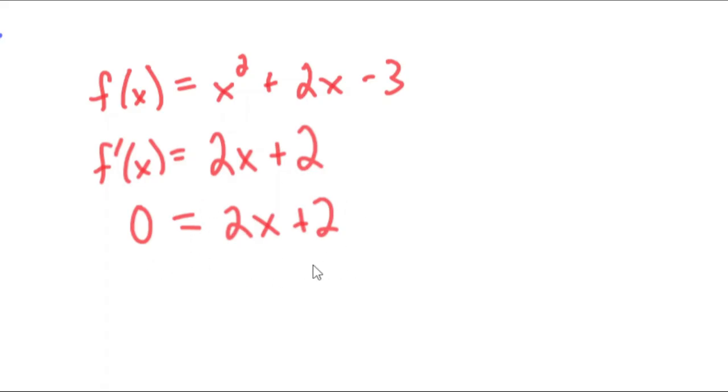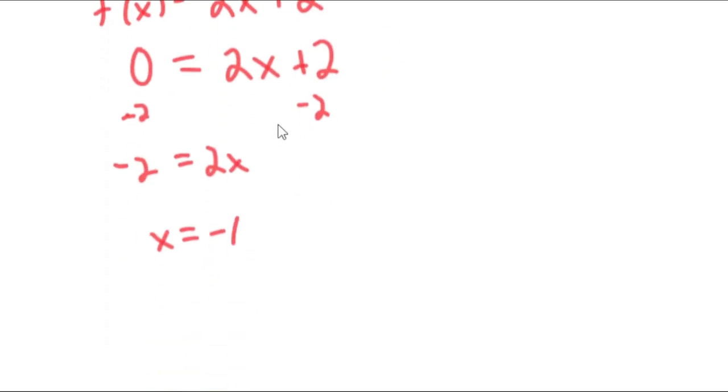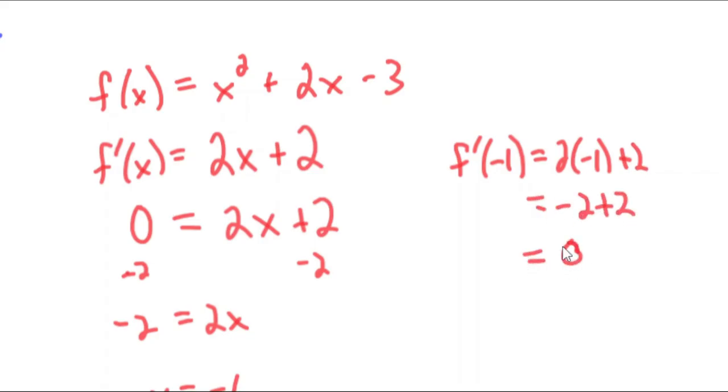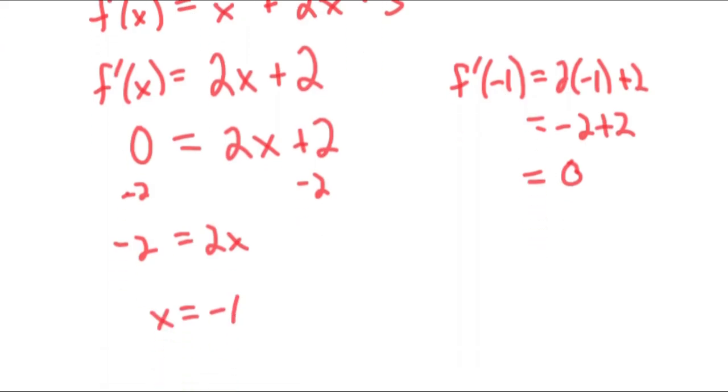Well, notice if we subtract 2 from both sides, we're going to get negative 2 equals 2x. Divide both sides by 2, and you get x equals negative 1. So in other words, we have f prime of x is this. What would be f prime of negative 1, right? If we plugged in negative 1 here, it'd be 2 times negative 1 plus 2. That'd be negative 2 plus 2, which is 0, right? So notice that it's at negative 1 that we have a slope of 0.